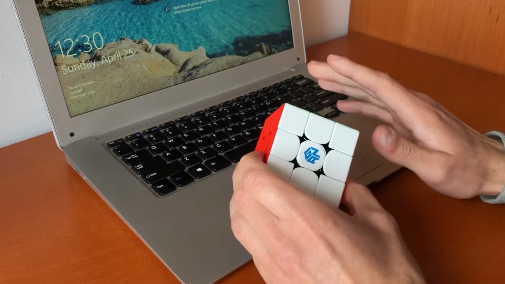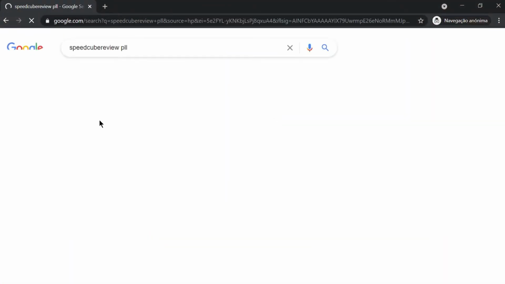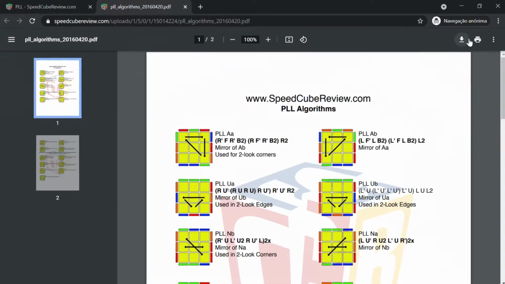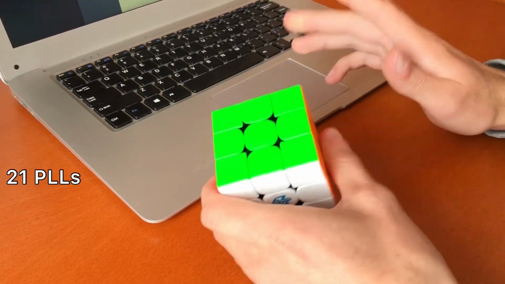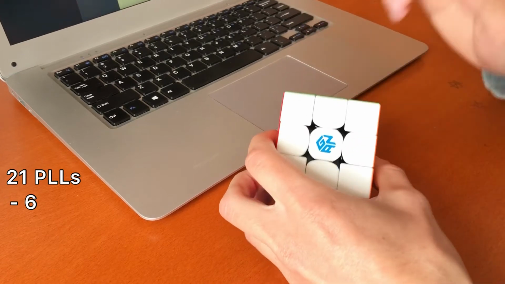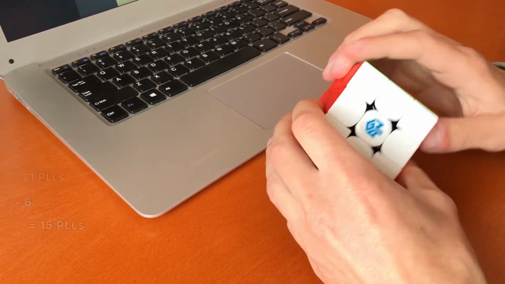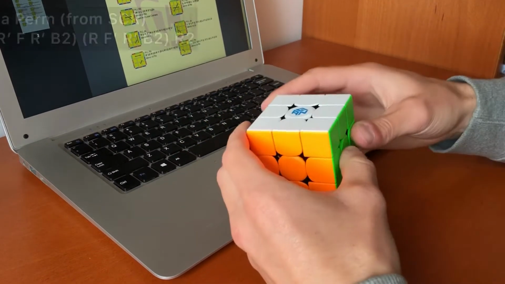I have no idea what's going to happen, so I'll just be using the algorithm list that Sean from SpeedCubeReview made available on his website. So in total there are 21 PLL algorithms, and out of those 21 I know 6 from Tuluk PLL, so I only have to learn 15 still. Let's see if I can learn them in half a day. So starting with the Aa perm.